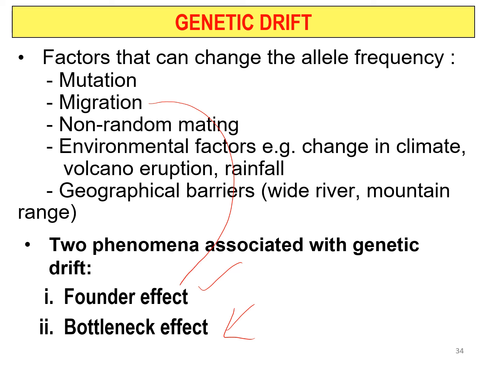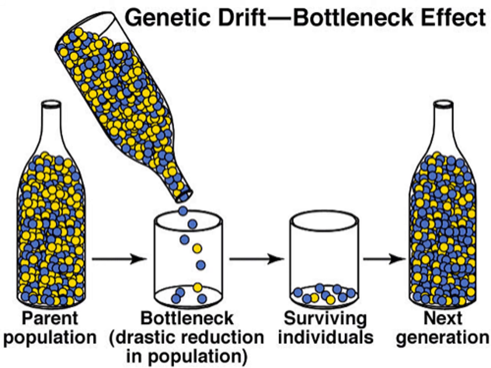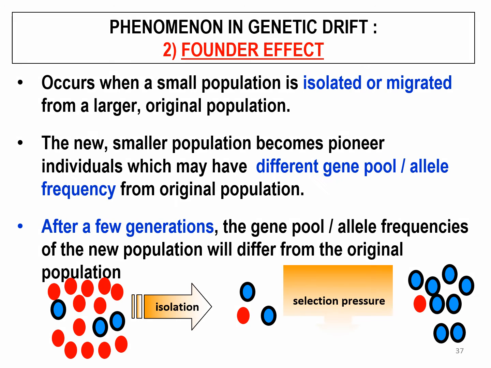Migration is related to the founder effect. The bottleneck effect is related to natural disaster, while the founder effect is about migration or isolation, or migration to a new area.